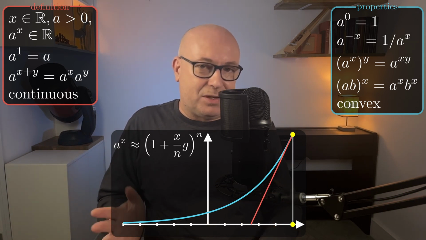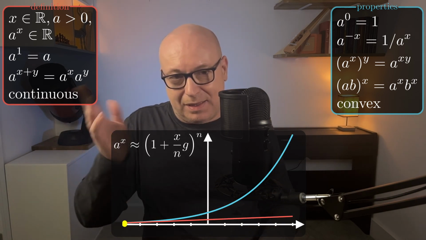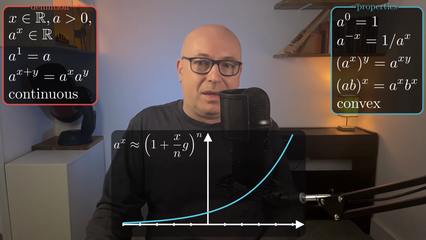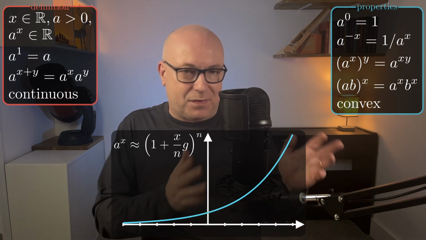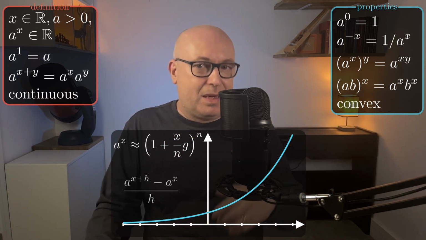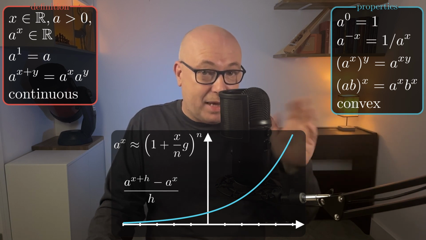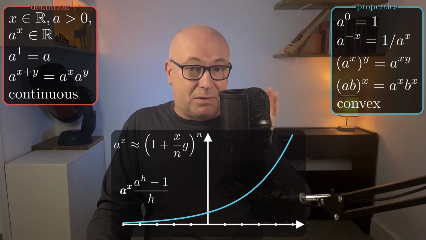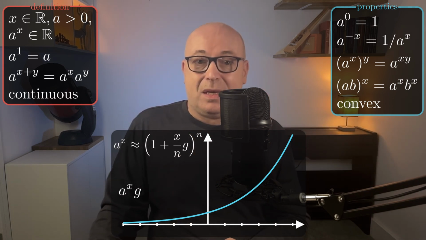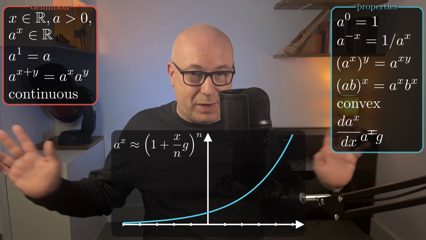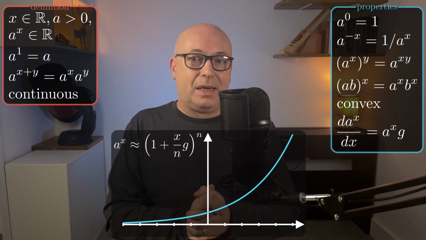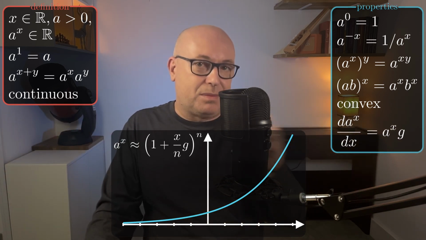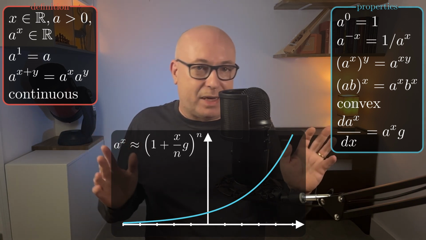In fact, if we look at the derivatives about a point x, any point x instead of 0, this scales in just the same way as a to the x does itself. Let's write out the derivative for step size h. And we extract out the factor a to the power of x to leave the gradient at 0. So we've shown that a to the power of x is differentiable everywhere, and its derivative is a constant multiple of a to the power of x itself.